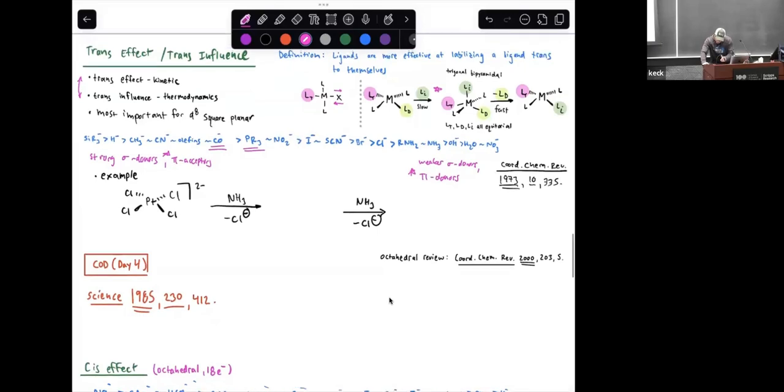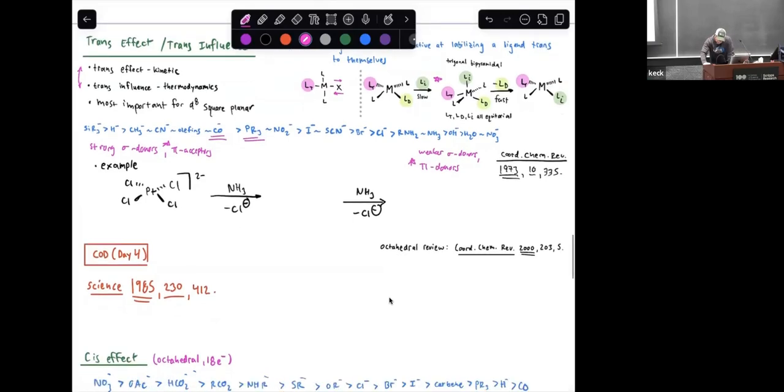And then you can run this thought experiment and say, okay, well, if that's the case for a pi accepting ligand, then a pi donating ligand is going to destabilize that exact same trigonal bipyramidal intermediate, and that would make that pathway disfavored. So I've drawn here just one possible trigonal bipyramidal intermediate that's generated, but you can play this out and draw the other ones for more weakly trans-influencing ligands.